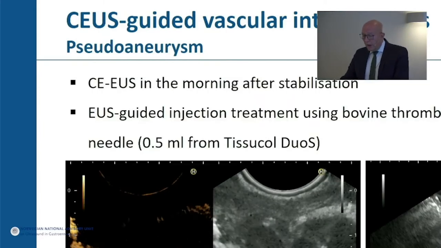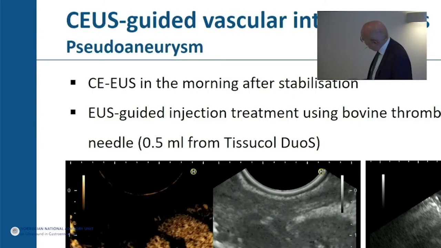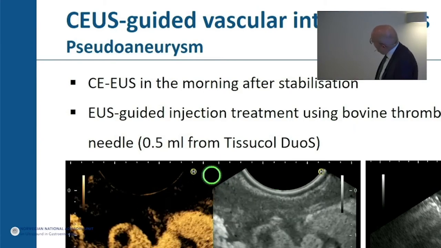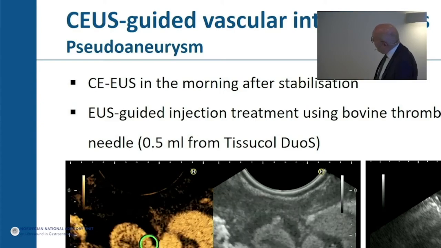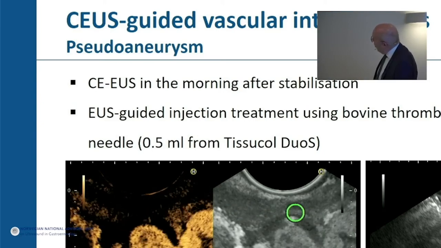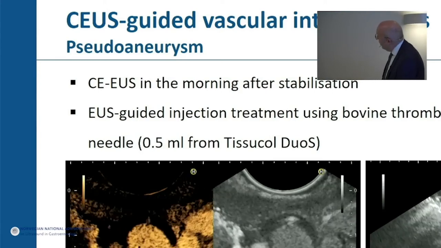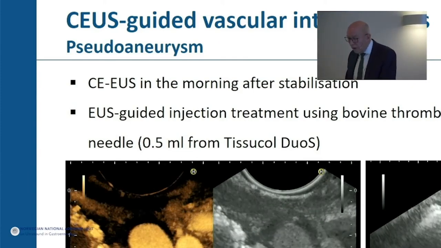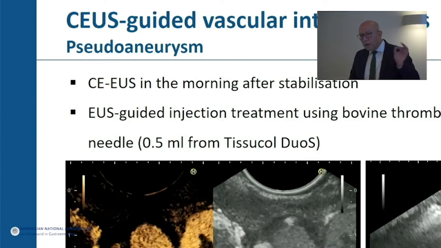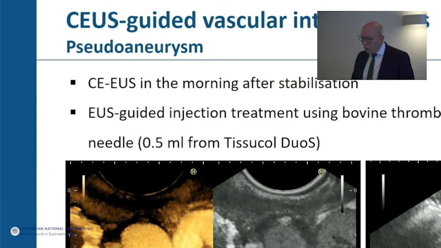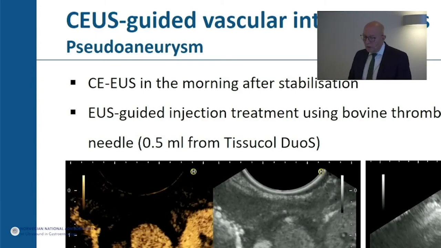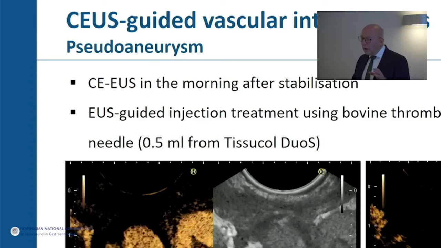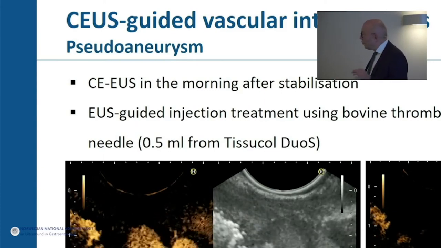And we decided first to perform an intravenous injection of contrast agent. This is endoscopic ultrasound. The transducer is here, and we are in the upper part of the stomach at the posterior wall. And afterwards, we targeted this pseudoaneurysm with a standard aspiration needle and injected a mixture of a very small amount of SonoVue with bovine thrombin solution.